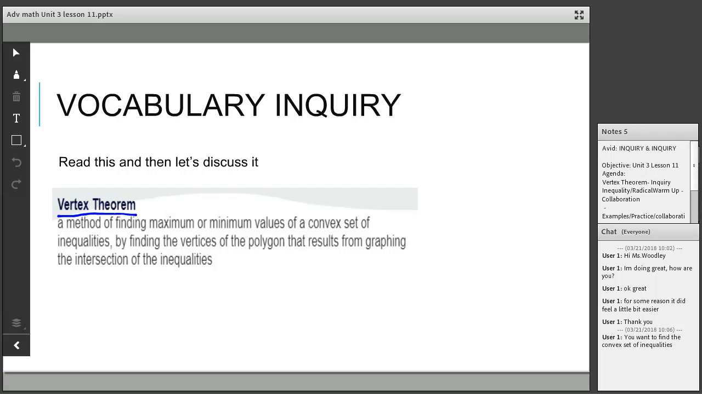You want to find the convex set of inequalities. Perfect. And when they say the convex set of inequalities, finding the vertices of the polygon, this is a lot like that linear programming we did in lesson 10, right? Where the lines, yes, exactly. The lines form a polygon and we mark the vertices. What do you think they mean by convex set?